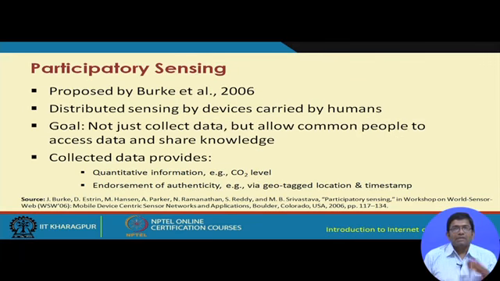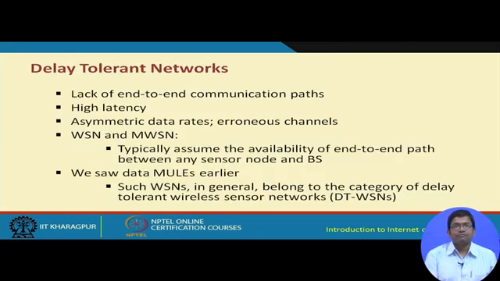I already explained the concept of participatory sensing, which was proposed by Burke et al. in 2006. So, as you can see, it is not a very old concept. Here we are talking about distributed sensing by devices carried by humans, and the goal is not just to collect the data, but to allow common people to access the data and share the knowledge. Delay tolerant networks are those where the sensed data will take a lot of time to get delivered from one point to another compared to the regular time.